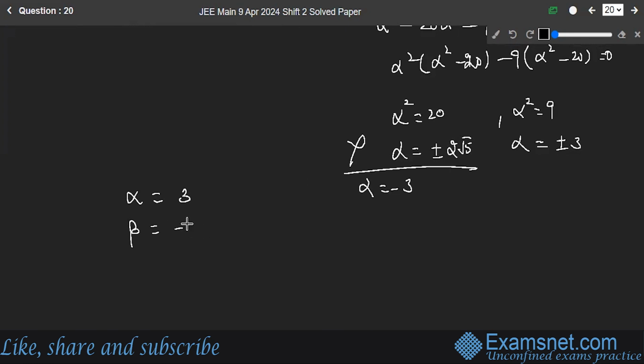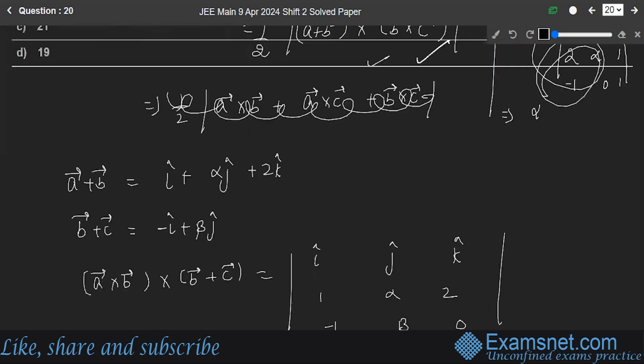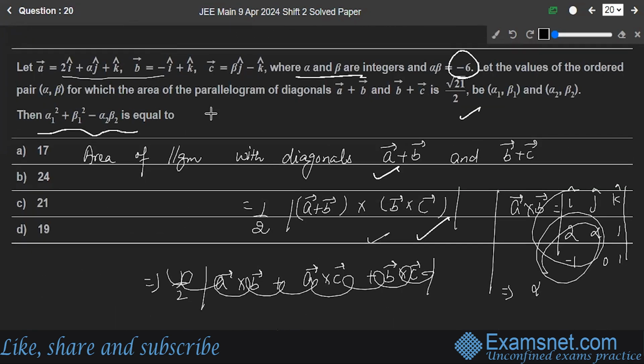So the corresponding value of beta will be minus 2. And here the corresponding value of beta will be equal to 2. So the two coordinates for alpha 1, beta 1 and alpha 2, beta 2 will be equivalent to minus 3, comma 2 and 3, comma minus 2. Now what you had to find out in the question was this.